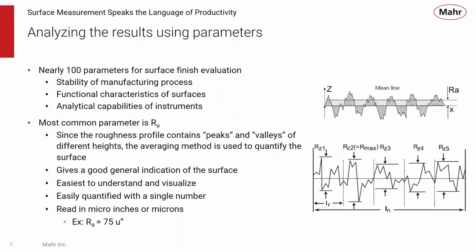This gives us a good general indication of the surface. It's easiest to understand and visualize. It's easily qualified with a single number, and it's read very simply. In this case, the Ra is equal to 75 microinches. So the number and the parameter tell us what that surface finish is. Very easy to understand.